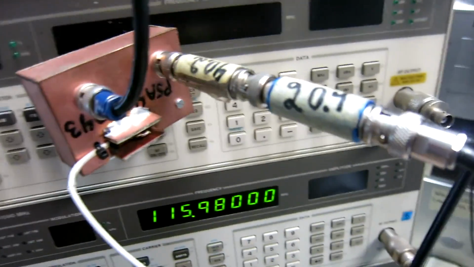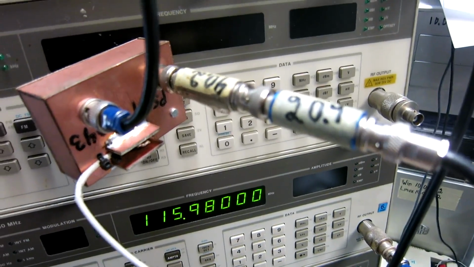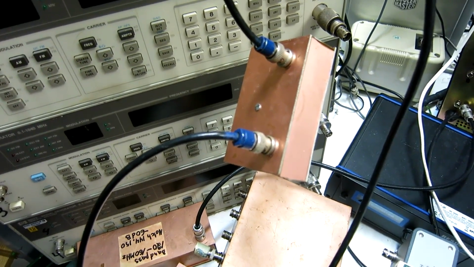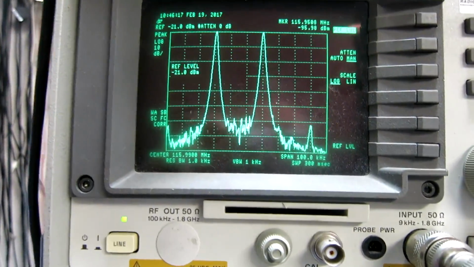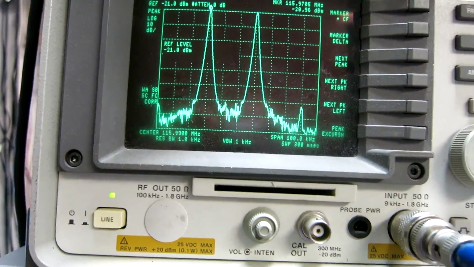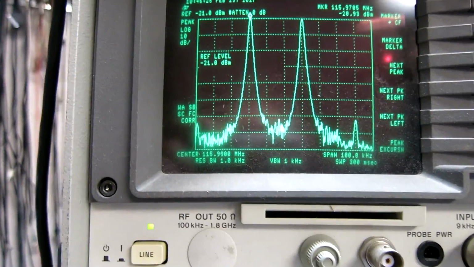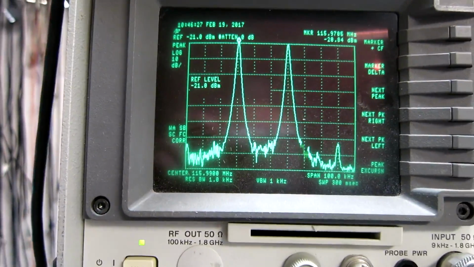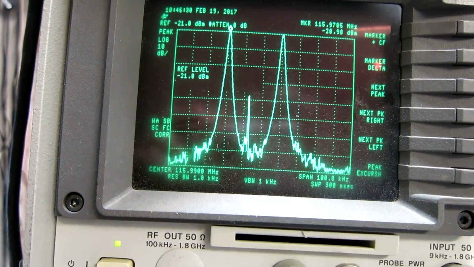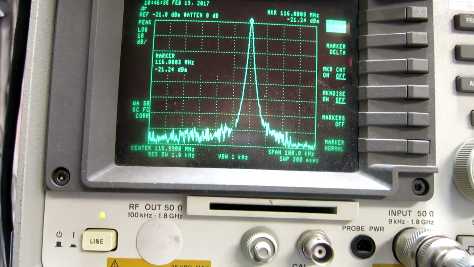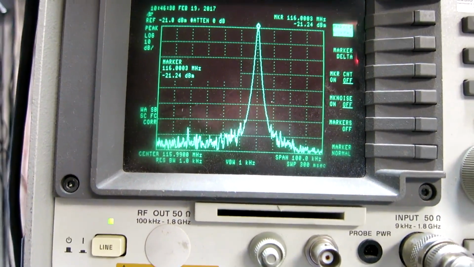I will replace the attenuator by the crystal filter. Here is the crystal notch filter replacing the 60 dB attenuation. And it goes into this amplifier as before, and this is what I see on the spectrum analyzer. The signal generator, this one, is now at minus 21 dBm, and if I switch it off, I can see that the crystal oscillator is at minus 21.2.